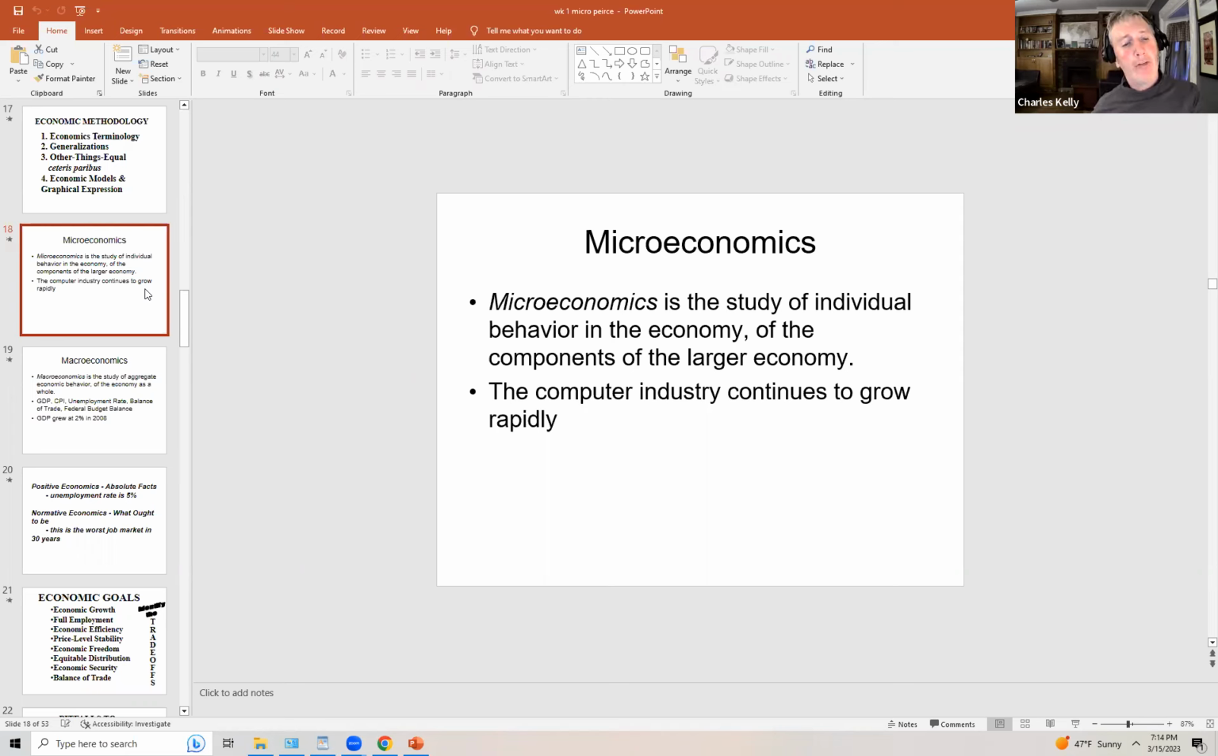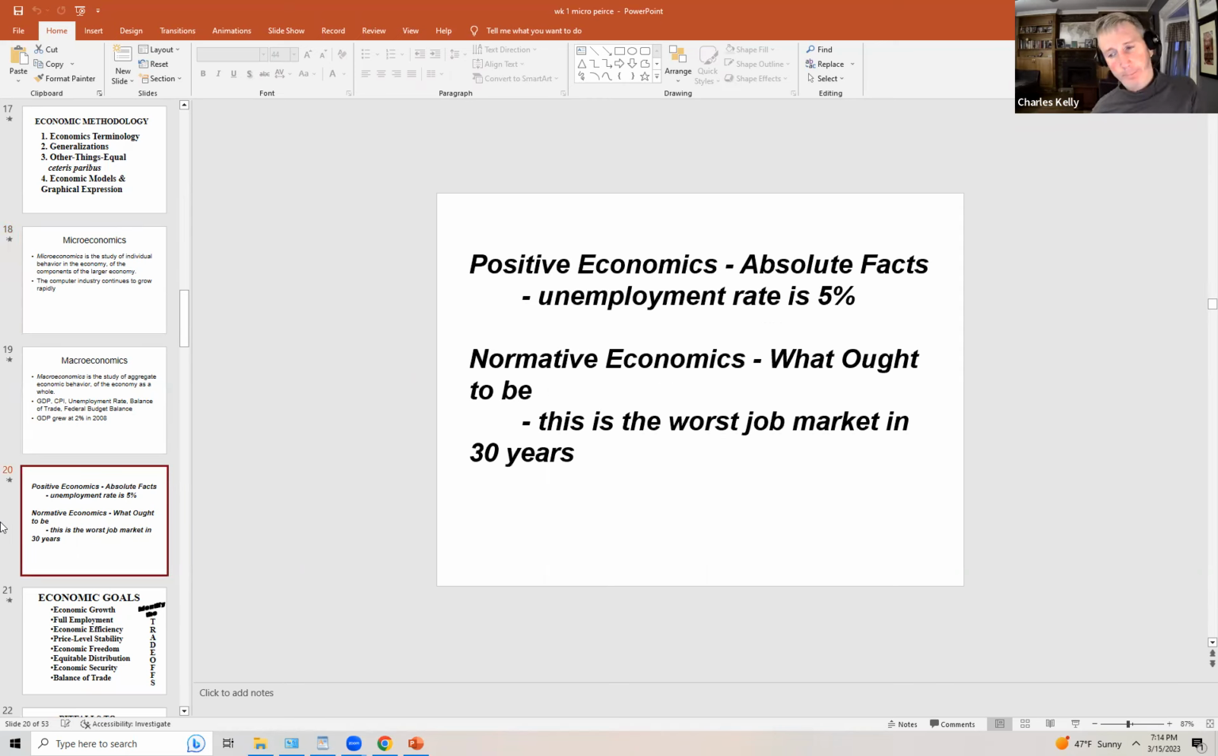All right, positive versus normative economics. There's no arguing about what we call positive economics. These are statements about the way life is, objective, truth statements. So if I said right now, the unemployment rate in the United States is 3.5%, that's a true statement. You can't argue with that. Now you could make a normative statement, so you could say, President Biden's economic policies are the reason why the unemployment rate is at a 50-year low.